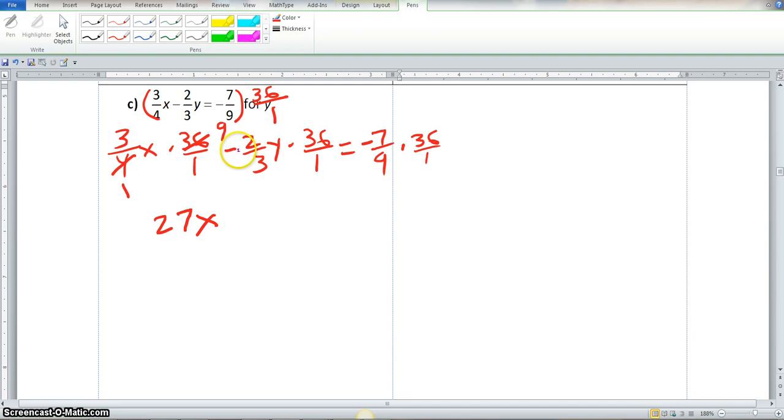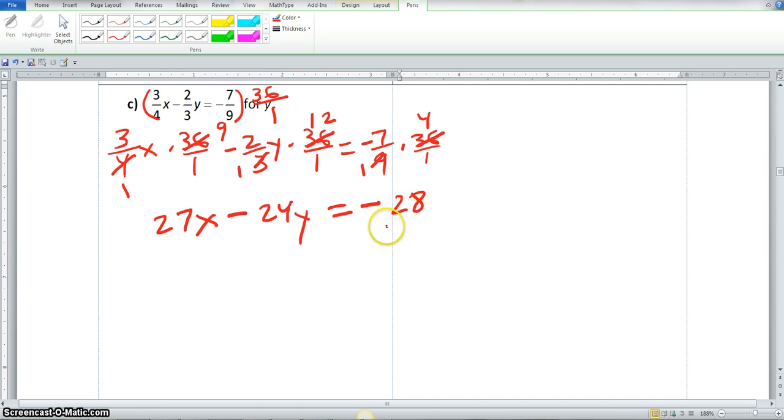Now we look here. We have a negative times a positive, so we know we're going to have a minus sign here. But 3 goes into 3 once. 3 goes into 36 12 times. 2y times 12 will give us 24y. Now that equals a negative times a positive, so we know it's negative. 9 goes into 9 once. 9 goes into 36 4 times. 7 times 4 is 28.